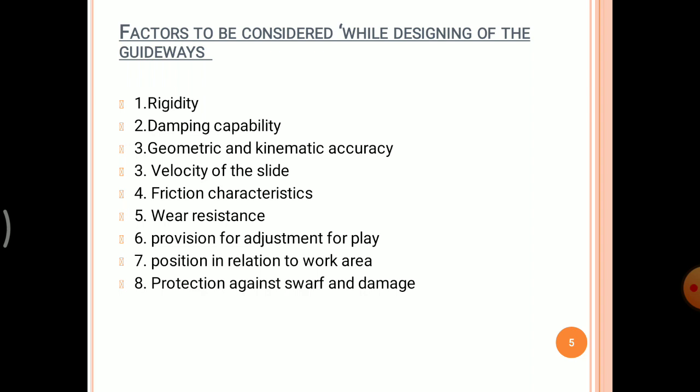We know that on the guideways the carriage is moving or the work table will be moving, so definitely it will undergo wear and tear. So we should choose a material for the guideways so that it cannot wear easily. So the guideways should have the wear resistance property. The sixth one is provision for adjustment of play.